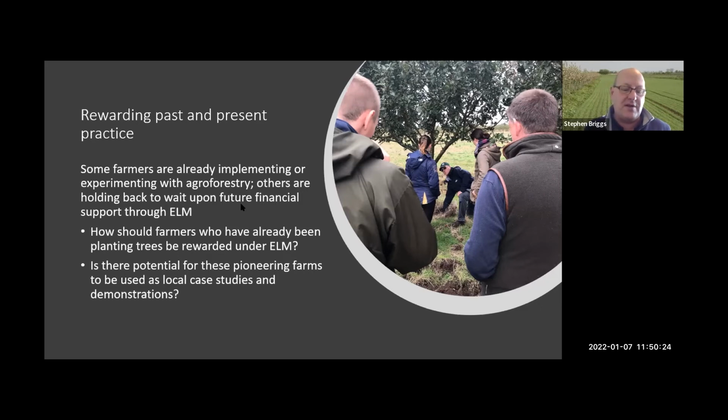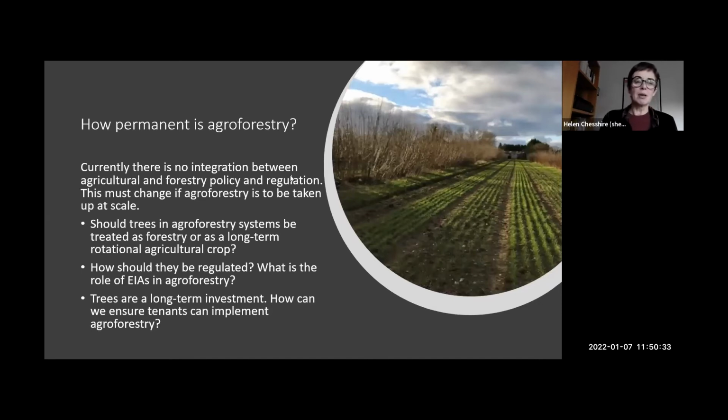I'll mute myself and hand over to Helen, who's going to take us through the next session. Thanks, Stephen. Yeah, so obviously the slide has now come up, and we have already touched on some of the points on here. But my question really is, how permanent is or should agroforestry be? And this is, as Stephen alluded to, seen as quite a barrier to many farmers. It's that perception of it being a land use change. And probably, as we all know, there's very little, if any, integration between current agricultural and forestry policy. And obviously, when we were within CAP, agriculture was an EU competency, whereas forestry was an individual country policy. So there was this natural barrier and divide between it all, and regulation alongside that. So our question to you really is, this must change if agroforestry is going to be taken up at scale. So, should trees in agroforestry systems be treated as forestry or as a long-term rotational agricultural crop?